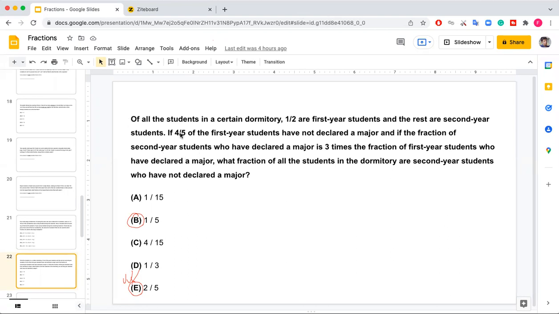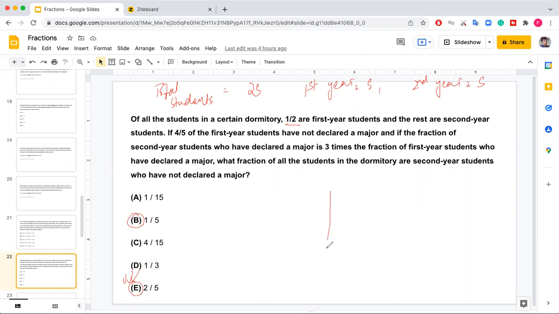Okay, so the question is saying, of all the students in a certain dormitory, 1 over 2 are first year students and the rest are second year students. So half are first year students and half are second year students. Let's assume, for example, that the total students are 2S. So first year students are half, which is S, and second year students are also S. If 4 by 5th of the first year students have not declared a major.